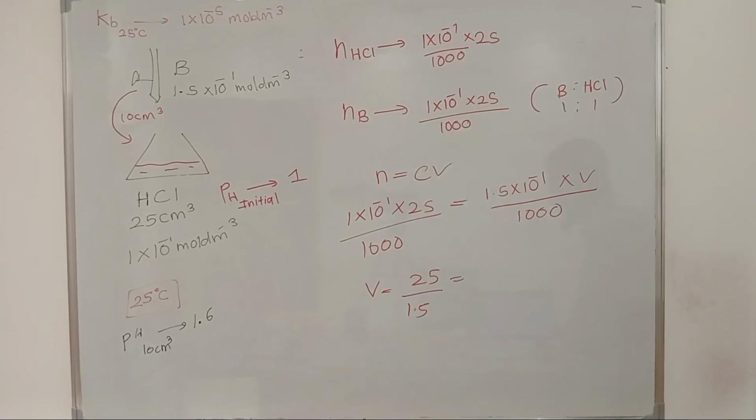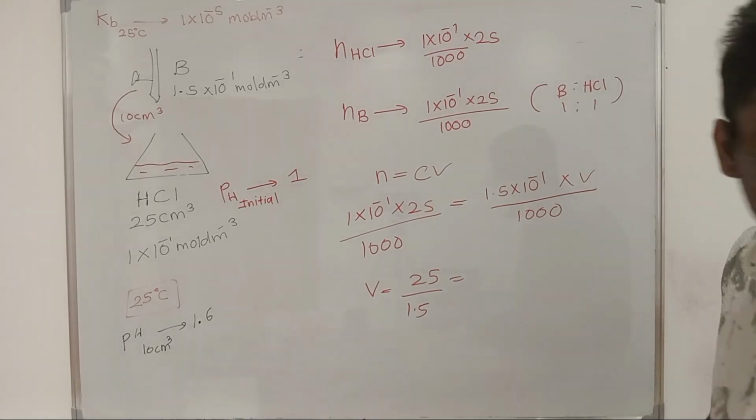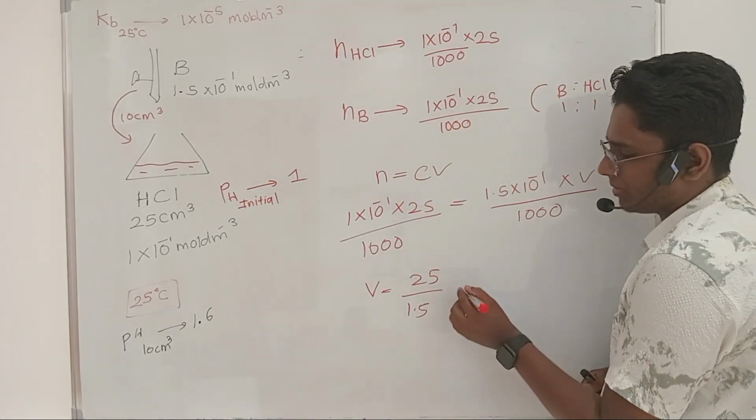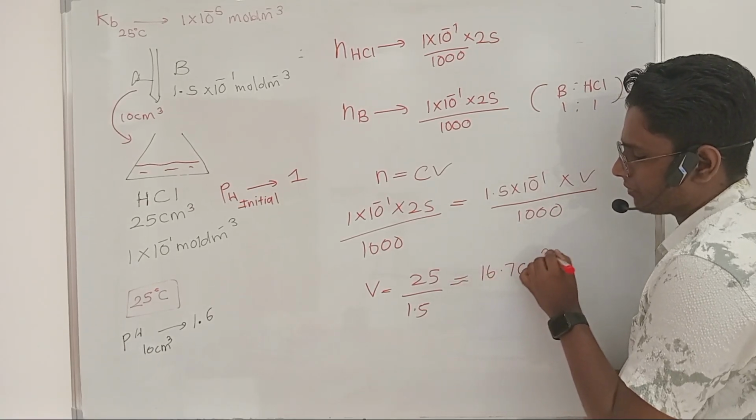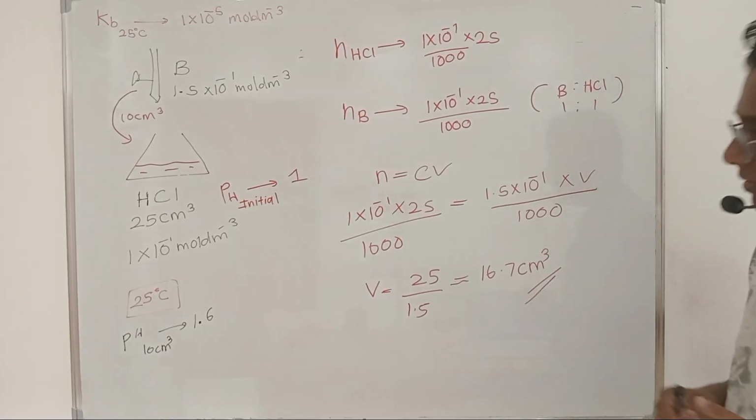25 divided by 1.5, 16.66 I'm getting, right? So I can write approximately 16.7 centimeter cube, right? Okay.